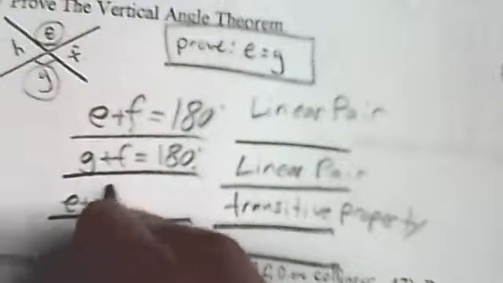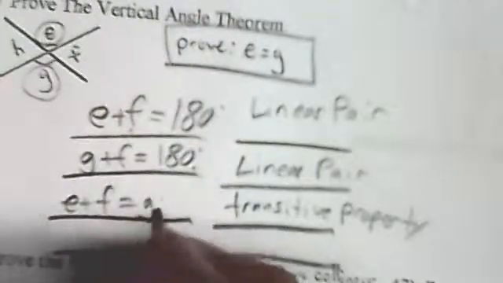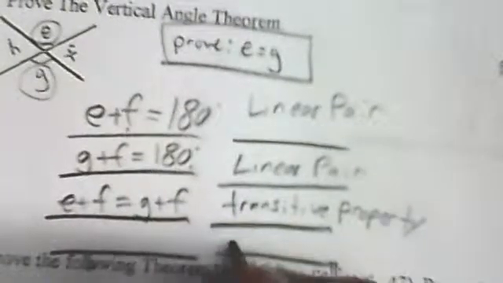In this case, we see that they both have F, so we need something that can eliminate. If I use EF and HG, I can't eliminate anything. There's nothing the same on both sides of the equation. So, as we apply the transitive property, we see that since these equations are both equal to 180, they must be equal to each other. So we see that E plus F has to equal G plus F.